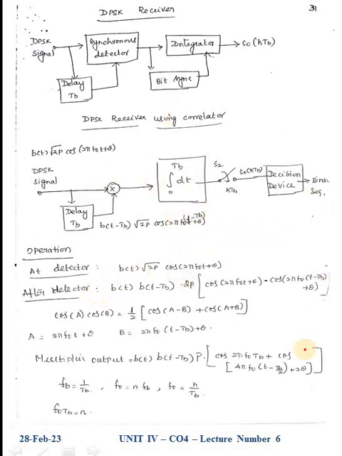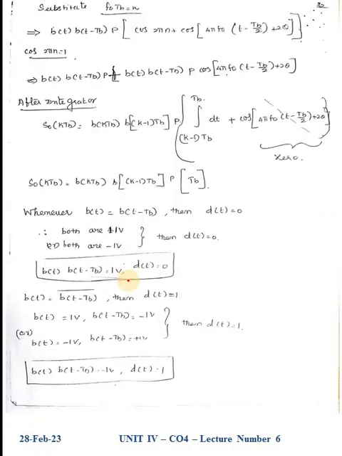These are all the mathematical explanation. At the detector, we have b of t root 2P cos of 2 pi f naught t plus phi. After the detector, you have a cos A cos B combination. You expand this equation and you will get this equation. So fb is equal to 1 by Tb and f naught is equal to n by Tb. Substitute all these in the basic equation s of t. So s of t will be equivalent to b of t into b of t minus Tb. This is equal to this equation, and after the integrator we have this function.